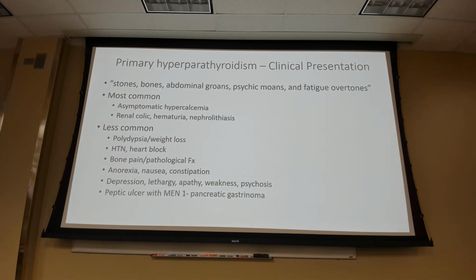All right, you guys remember the hypercalcemia: stones, bones, abdominal groans, psychic moans, fatigue overtones? I mean, a lot of it sounds like normal symptoms we all have every day. But most commonly they'll have asymptomatic hypercalcemia, and then they may have some sort of renal colic, urolithiasis, hematuria. So these are the most common presentations we're going to see with these patients. So it is something to consider, especially in those chronic urolithiasis patients that you guys have. You're going to need to check these levels. Less commonly, they'll have weight loss, polydipsia, hypertension, bone pain.